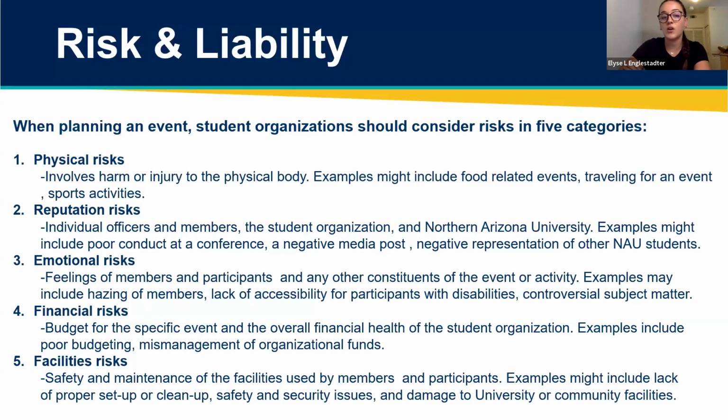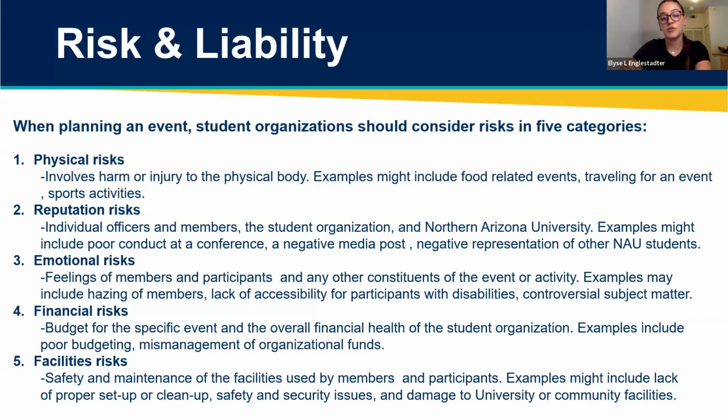So there's also things called reputation risks. This involves individual officers and members, the organization as a whole, and even reputation damage to NAU. This could include acting poorly if your group is out at a conference or if you post some sort of social media post that has a negative connotation. Basically just anything that's representing you or your organization negatively.